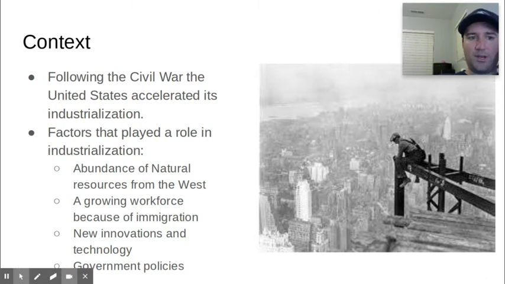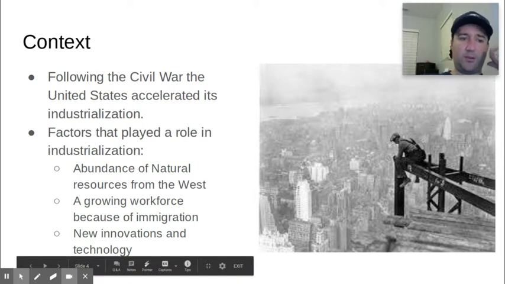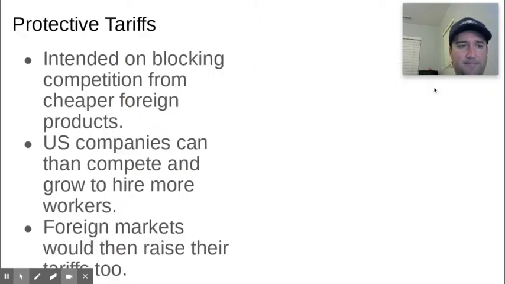Some basic context with what's going on in this time period. Following the Civil War, the United States accelerates its industrialization. We talked about this already a little bit in class to begin with the year. Some of the factors that played a role in the industrialization are the abundance of natural resources in the West, which we've talked about already. A growing workforce because of immigration, which we'll talk about more later. New innovations in technology, which we talked about in abundance at the beginning of the year. And the last one, something that we'll focus on primarily today, is government policies.